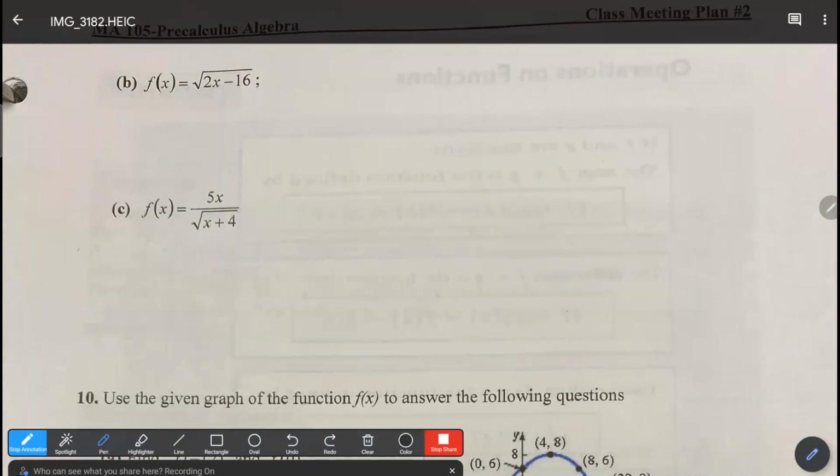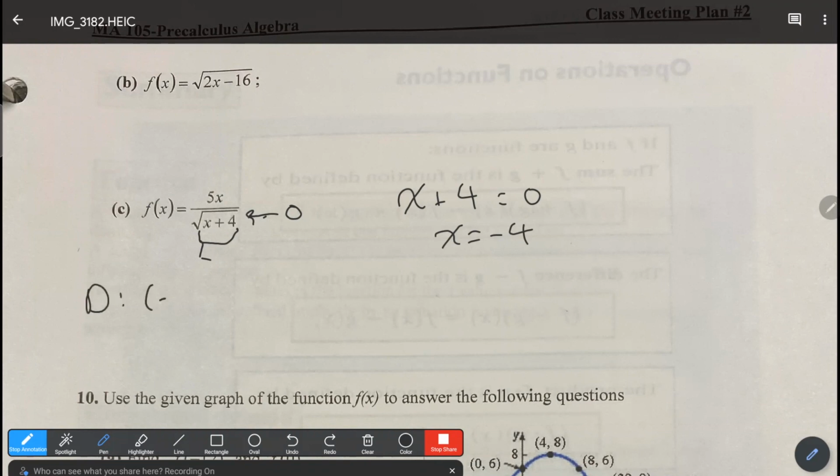So this one is special because not only do we have to look out for the 0 part, we also have to look out for the fact that we've got a radical as well. So we do the same thing. x plus 4 equals 0. x is equal to negative 4. So negative 4 will make this 0. We know we can't be 0, and we know we can't be less than 0. So therefore, the domain is negative 4 excluded to infinity.